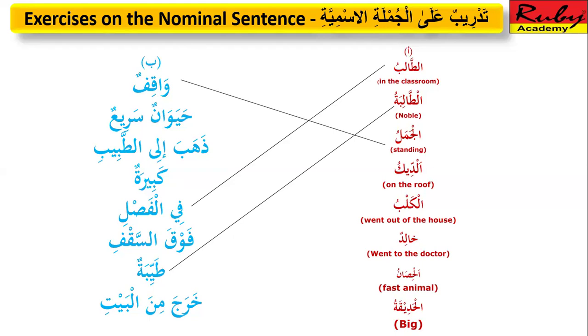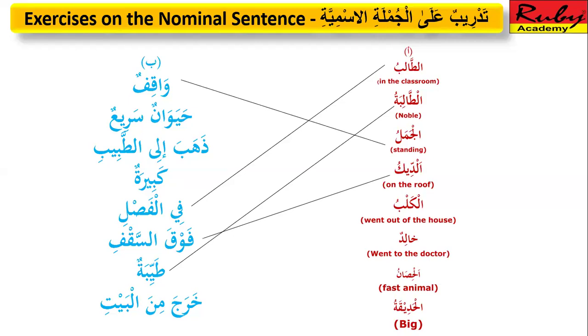Now ad-diku, on the roof. Which one, fawqa? The roof, fawqa saqfi. So try to understand and analyze: ad-diku is definite because it begins with al, so it is mubtada, and fawqa saqfi is a prepositional phrase, which we can say is khabar.